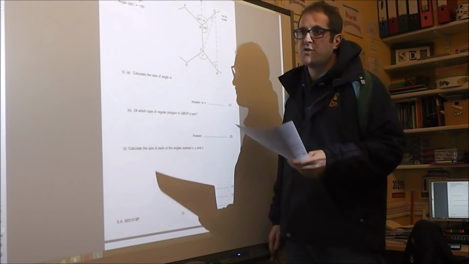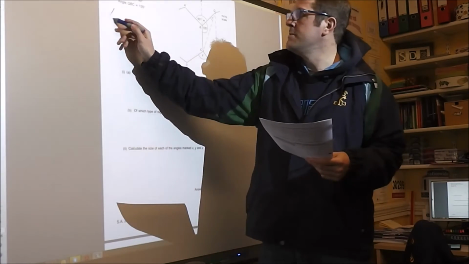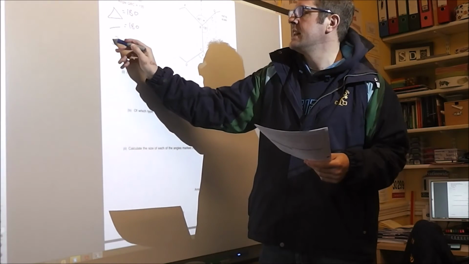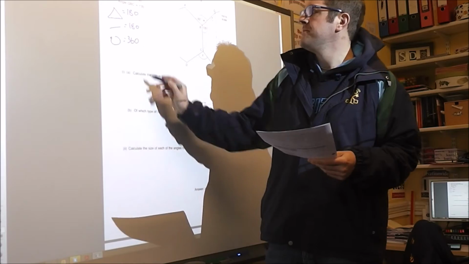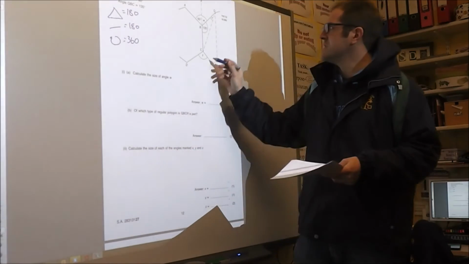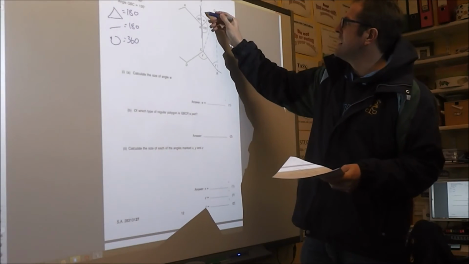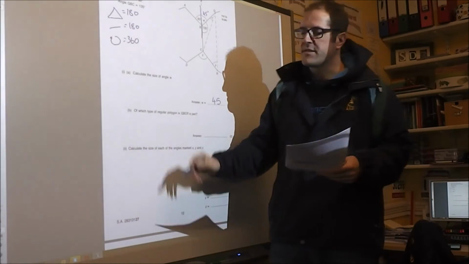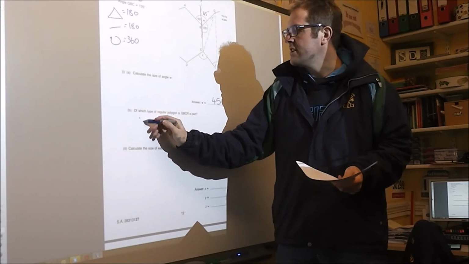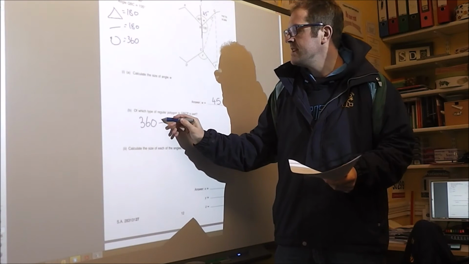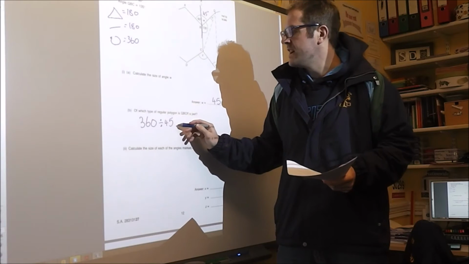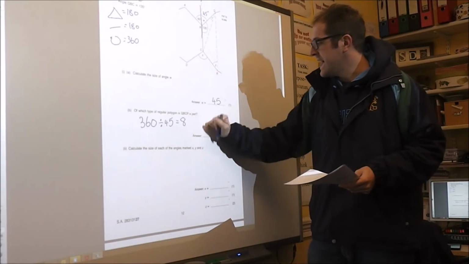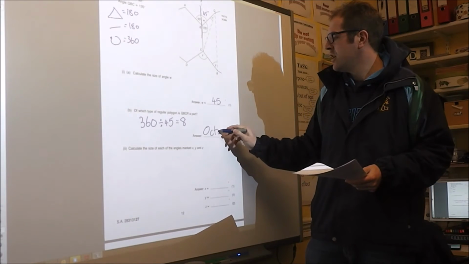Okay, question 10 is on regular polygons. You might like to just note down a couple of bits and pieces like this, just to remind you. Calculate the size of angle W. Well, there we go, they're on a straight line, so that is 45. That then is your exterior angle. And the exterior angles always add up to 360. So you can divide it by 45, which means that there are 8 of them. So it is an 8-sided shape, which is an octagon.